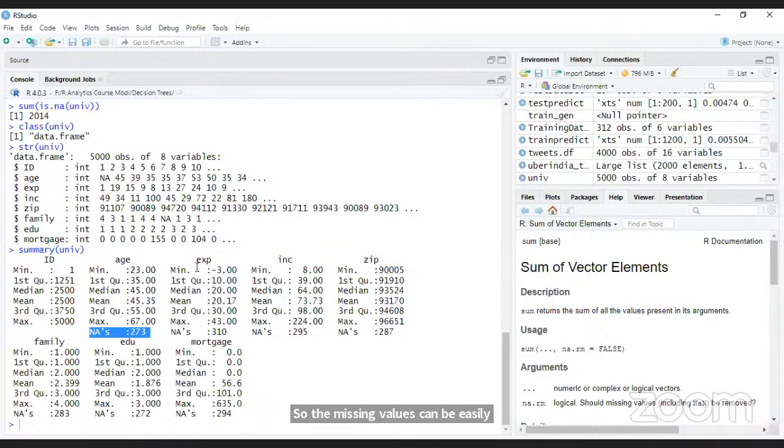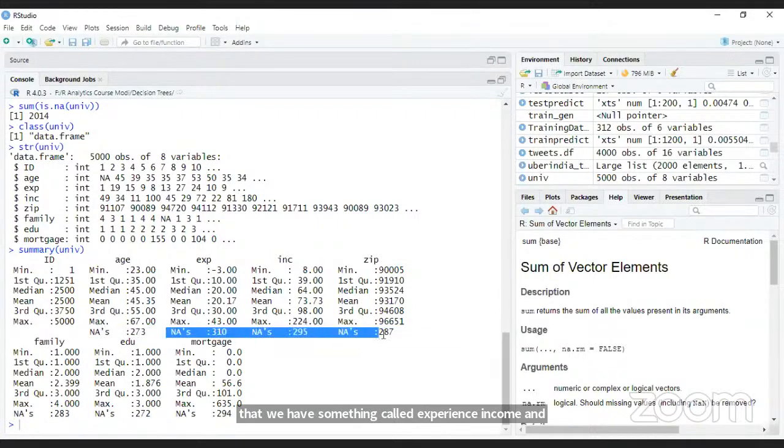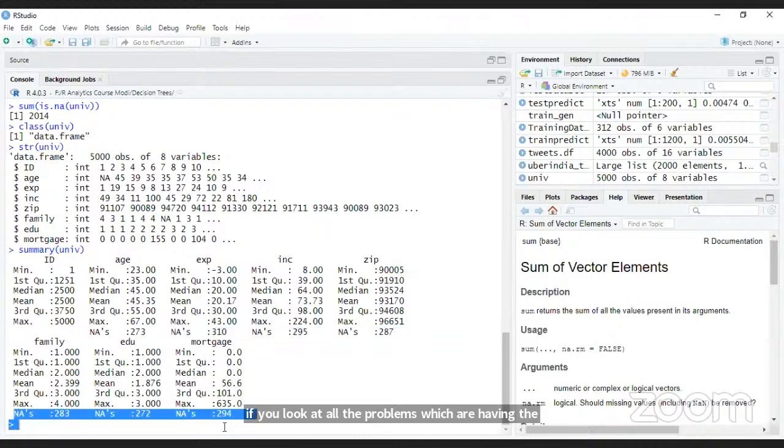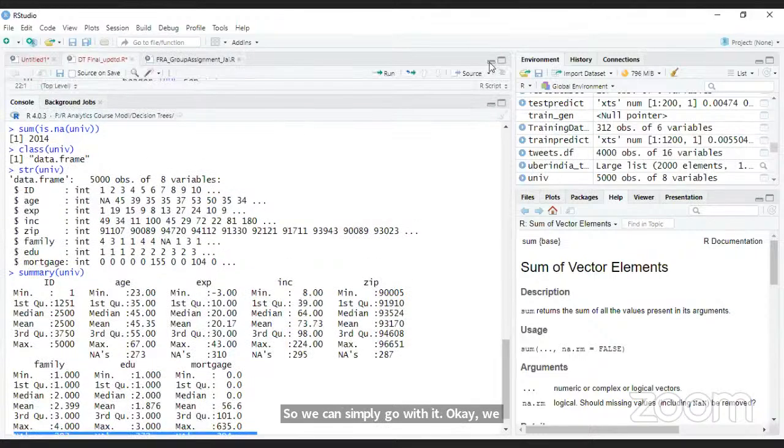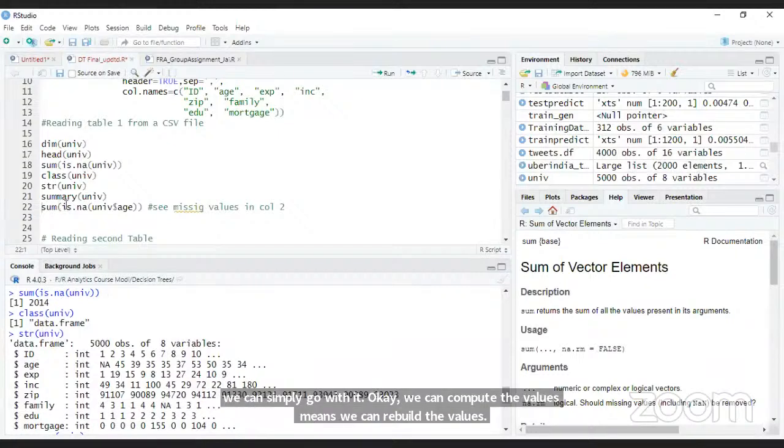Similarly, we have experience, income, and all. If you look at all the columns which are having missing values, the number is less than 10%. So we can simply go with it. We can impute the values, meaning we can refill the values. So structure and summary functions are easy to work with.